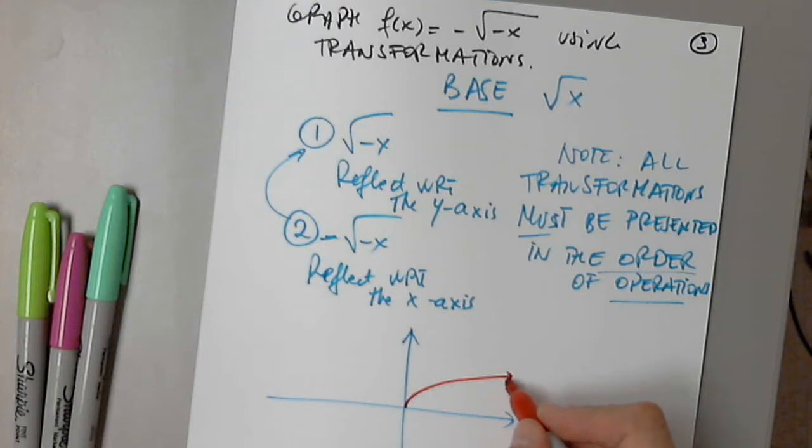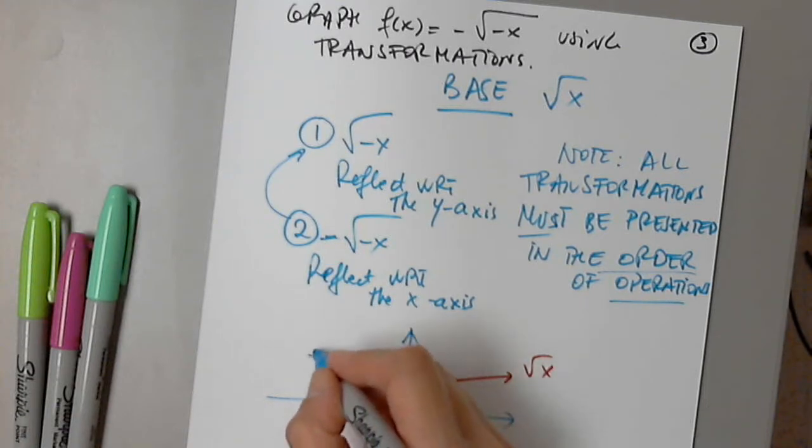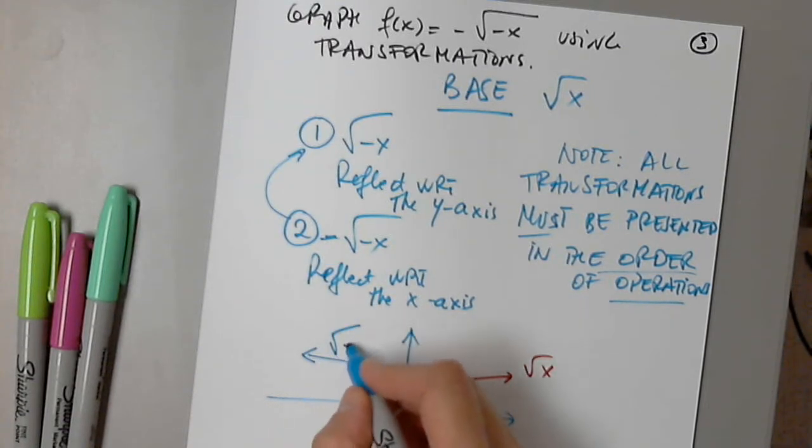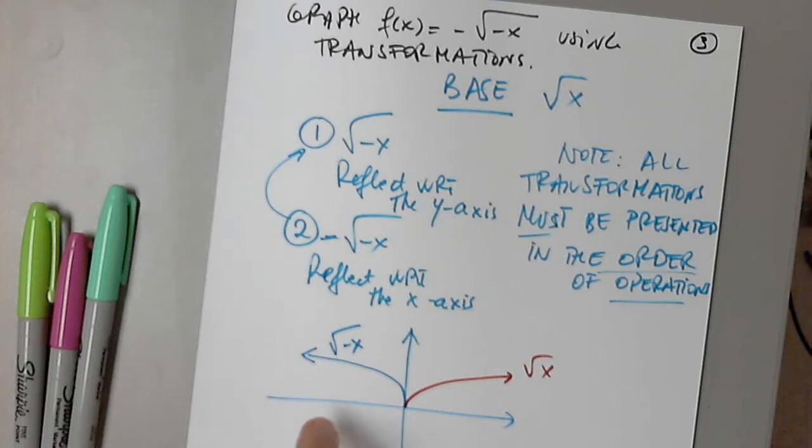Here it is. Then you told me to reflect it with respect to the y-axis. Excellent. So this is the square root of negative x. And then you told me to reflect the blue graph with respect to the x-axis, which is excellent. So that's why this is our f of x. This is the final graph.